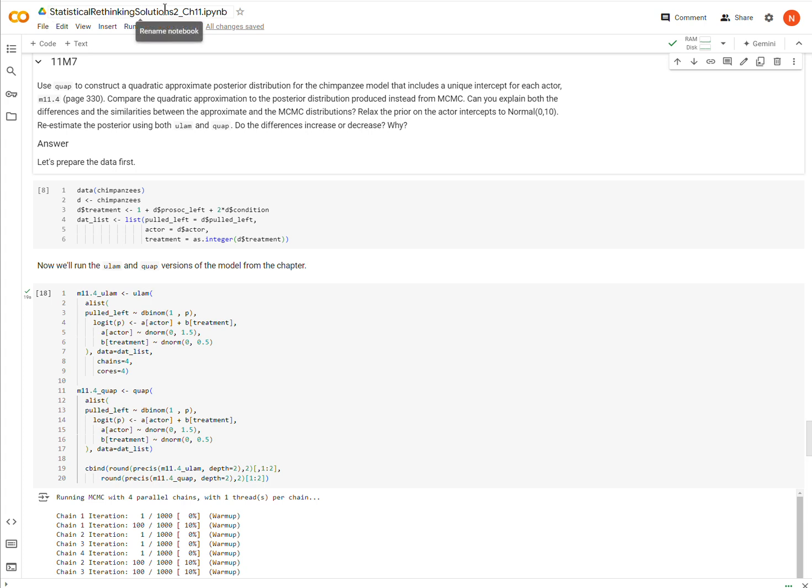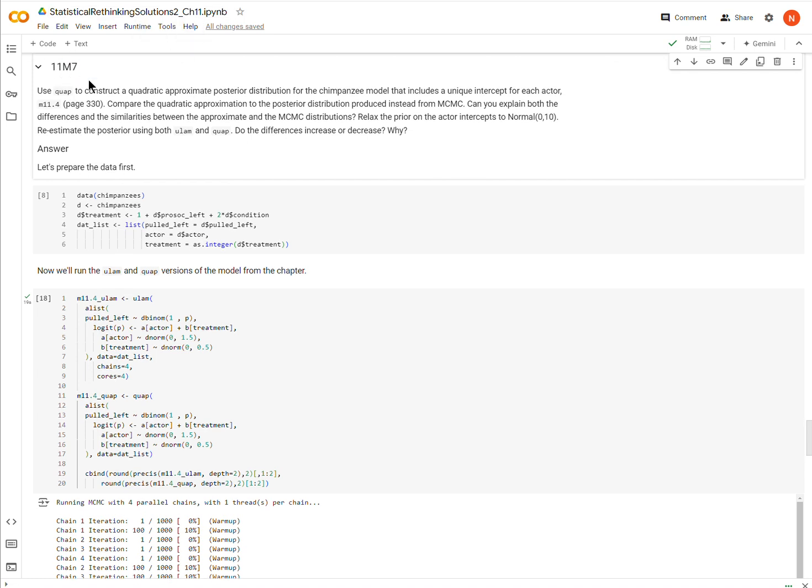So we're in Statistical Rethinking, second edition, chapter 11. We're in the medium difficult questions, and we're on 11M7. We've recently been introduced to another function for fitting our models, the MCMC, the Markov chain Monte Carlo, whereas before we were using quadratic approximation with the quap function. The MCMC function in the Rethinking package anyway is called ulam.